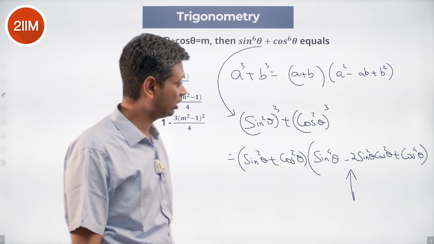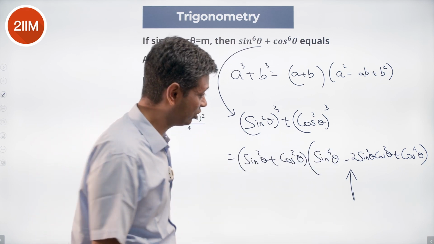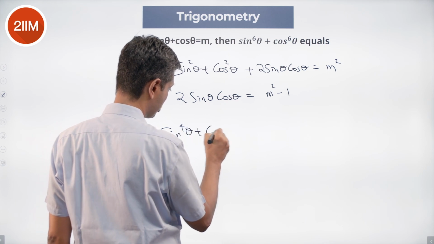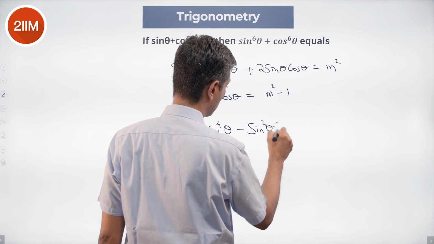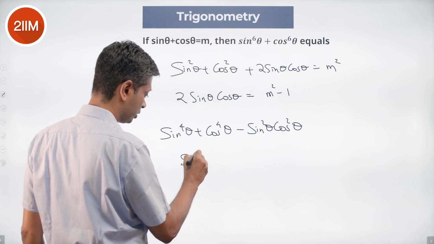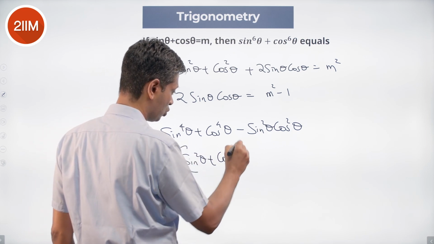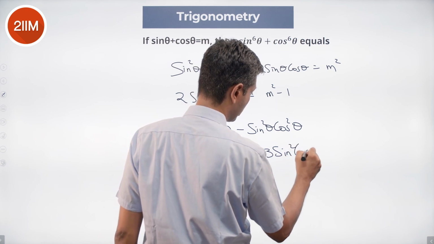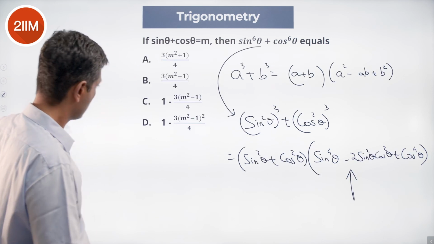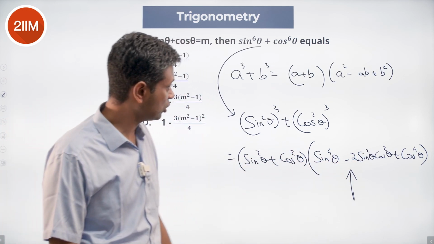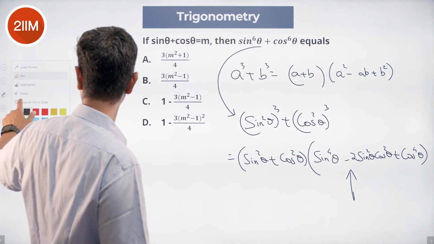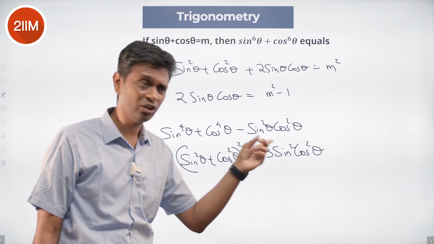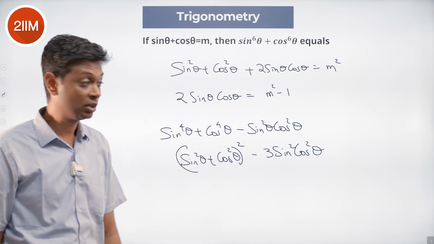So 2 sine square theta cos square theta is sitting there. We have sine power 4 theta plus cos power 4 theta. You can say this part is what we need to find: sine power 4 theta plus cos power 4 theta minus sine square theta cos square theta. You can say this is (sine square theta plus cos square theta) whole square minus 3 sine square theta cos square theta. Give me a second. This is minus AB, not minus 2. So this is sine power 4 theta plus cos power 4 theta minus sine square theta cos square theta. This is (sine square theta plus cos square theta) whole square minus 3 sine square theta cos square theta.